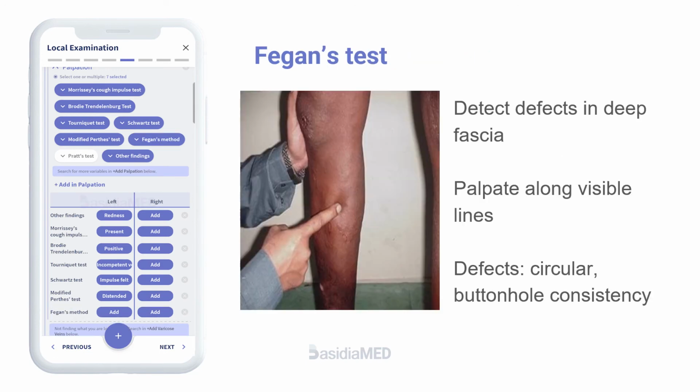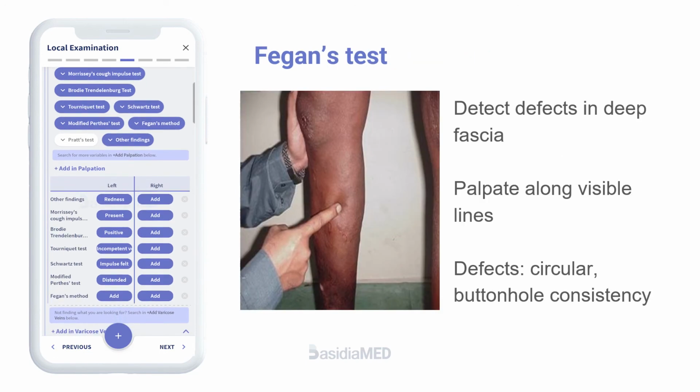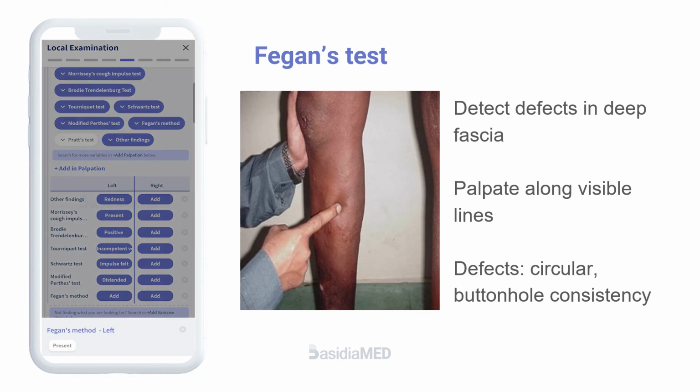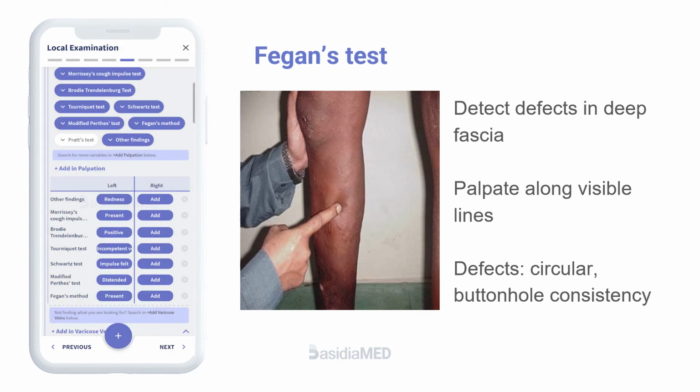Fegan's test detects defects in the deep fascia. In standing position, bulges are marked. In supine position, the leg is elevated to empty the vein. It is palpated along the marked lines. Defects in the deep fascia have a circular, buttonhole consistency.